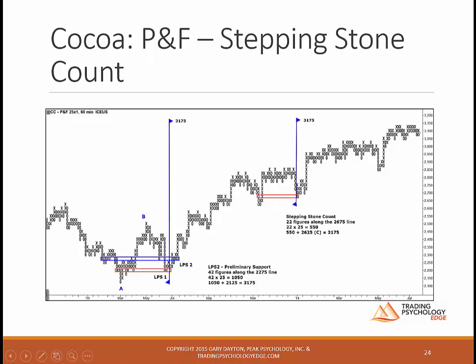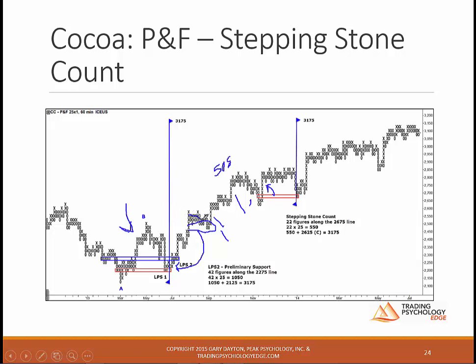And now look at what happens here. Look at what happens here. Our last stepping stone count for this was back here. But look at what happens here. We continue to see markup, signs of strength, and then we get a pullback in here, then we get another markup, and then a pullback. Remember, these markups are on their own signs of strength, right? Maybe they're not major signs of strength like we see here, but they are signs of strength.